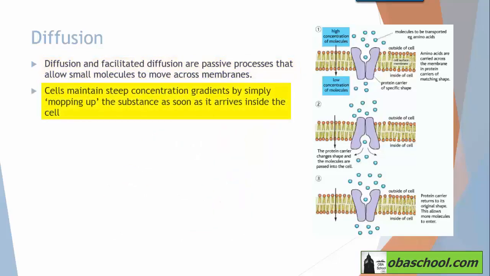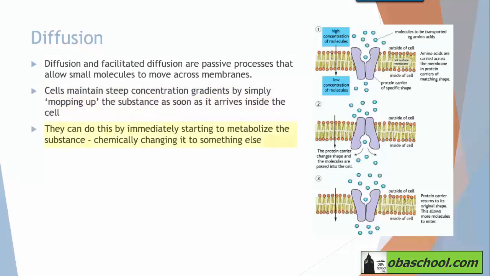Cells maintain steep concentration gradients by simply mopping up the substance as soon as it arrives inside the cell. They can do this by immediately metabolizing the substance once it enters the cell by diffusion. So they change it chemically into something else, so it is no longer affecting the concentration gradient of this substance. The substance will stay low in concentration on the inside.